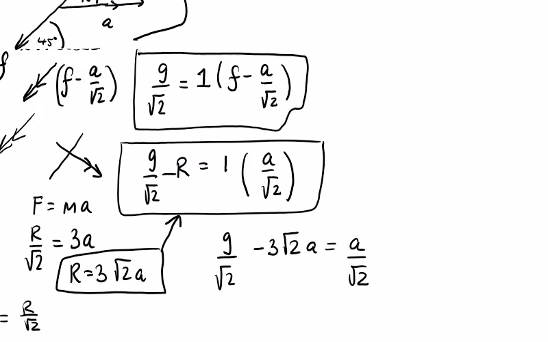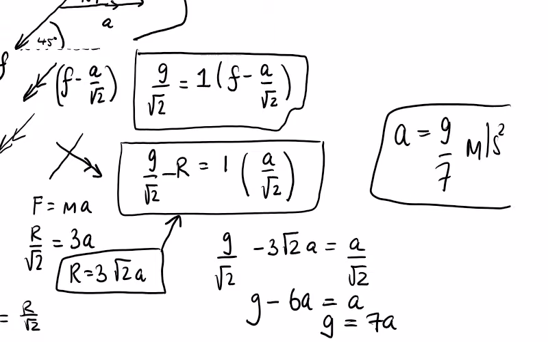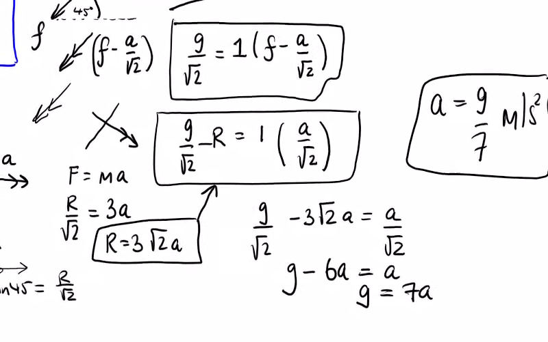So now multiply by root 2 to get G minus 3 by root 2 is 3 by 2, which is 6, equals A. So G is equal to 7A. So A is equal to G over 7 meters per second squared. That's A. We got somewhere for G.